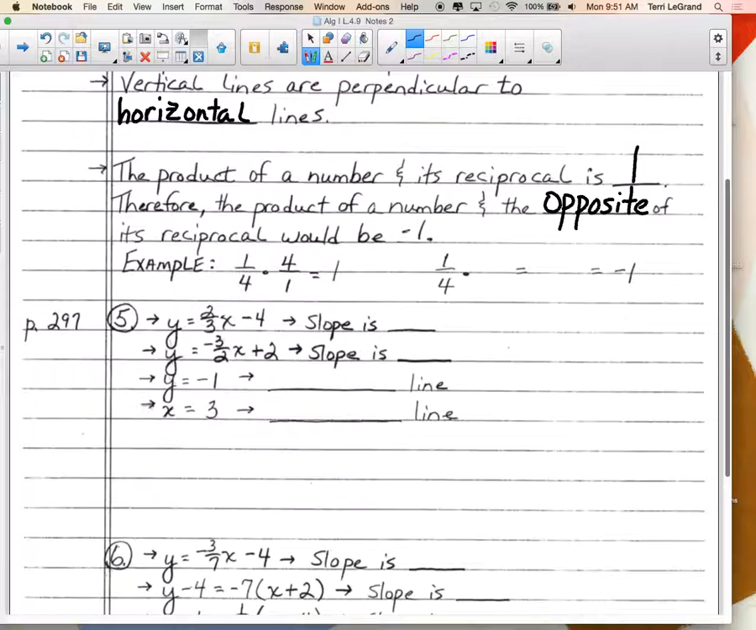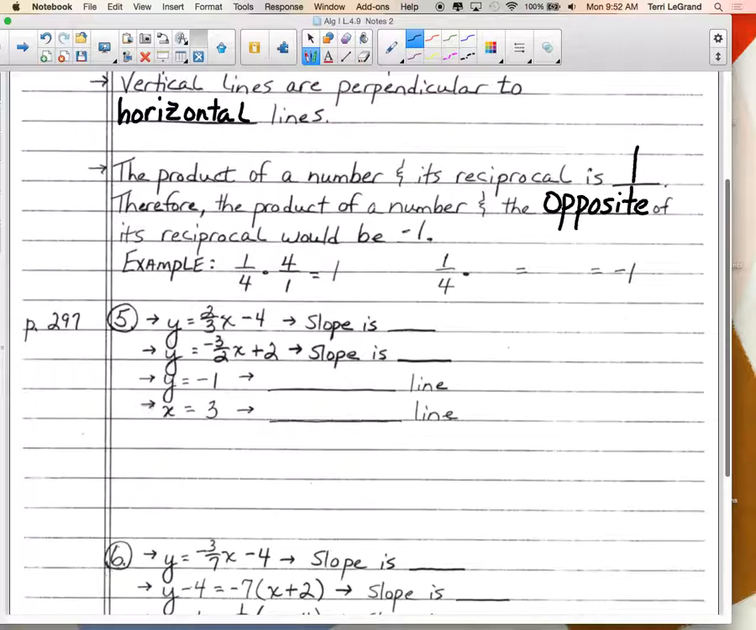The product of a number and the opposite of its reciprocal would be -1 then. So in other words, when we have perpendicular lines, tell me something that you're always going to look for to see if it's even possible that they're perpendicular to each other. What would have to be true about their slopes? One would have to be a fraction.